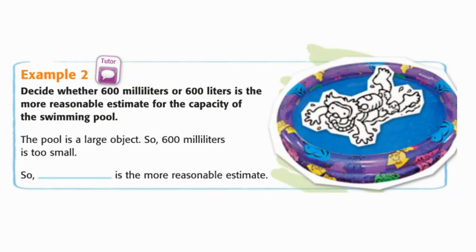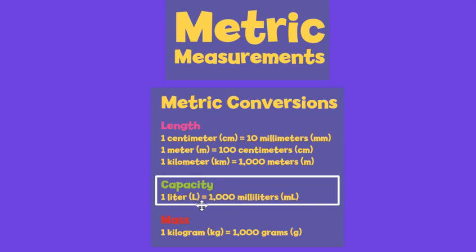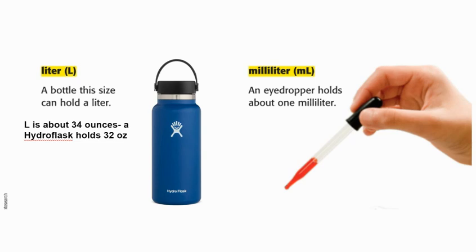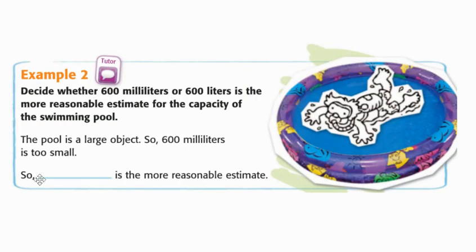Let's do another example. Decide whether 600 milliliters or 600 liters is the more reasonable estimate for the capacity of the swimming pool. So that's like a baby pool. The pool is a large object, so 600 milliliters doesn't make sense. It's just too small. Imagine sitting there with a dropper filling it up 600 times. That's pretty ridiculous, especially since we know that there are 1,000 of these droppers in a liter. So it makes more sense that it would be 600 liters. So about 600 Hydro Flask water containers.